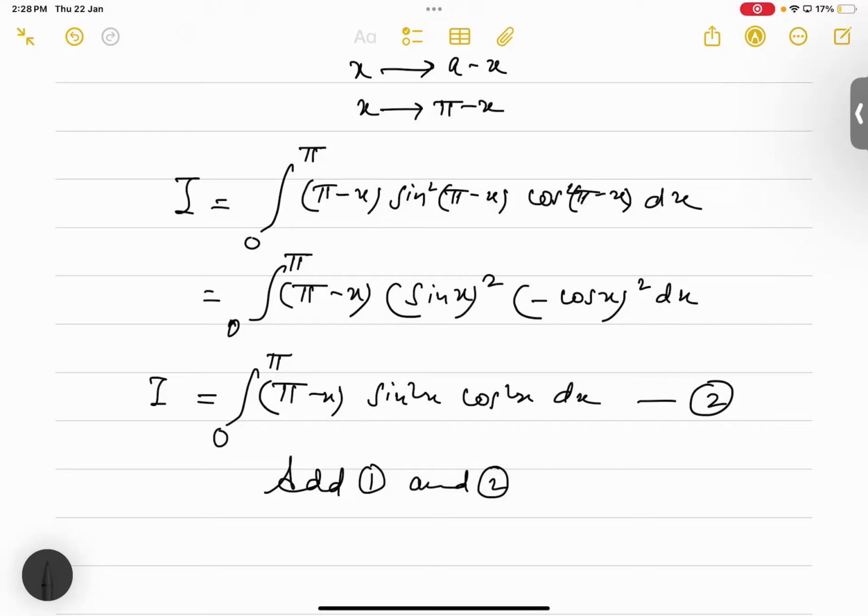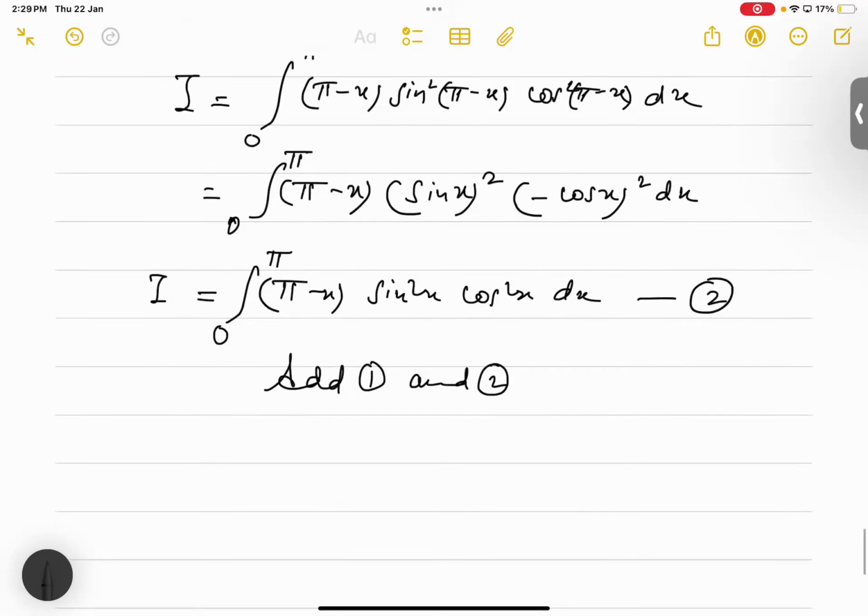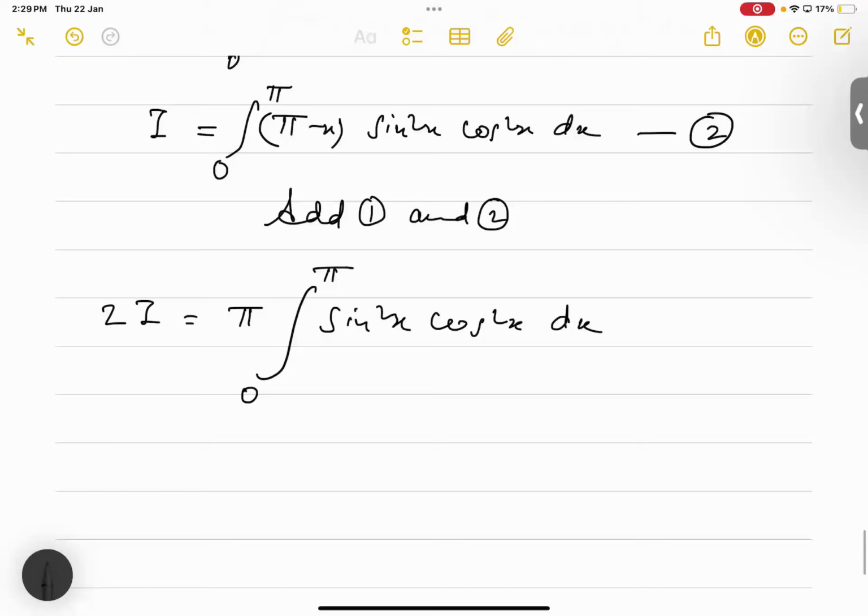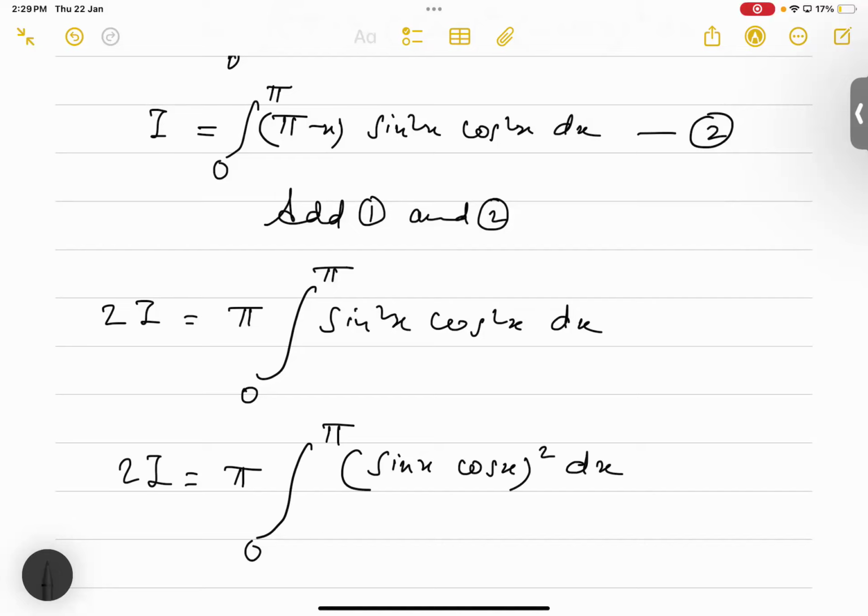Yeah. So after adding 1 and 2, after merging both the terms, after cancelling, are you getting pi outside and sin square x, cos square x? Yeah. Now this is a case of indefinite 1, basically. So take the whole square and into 2 upward. Group the squares.